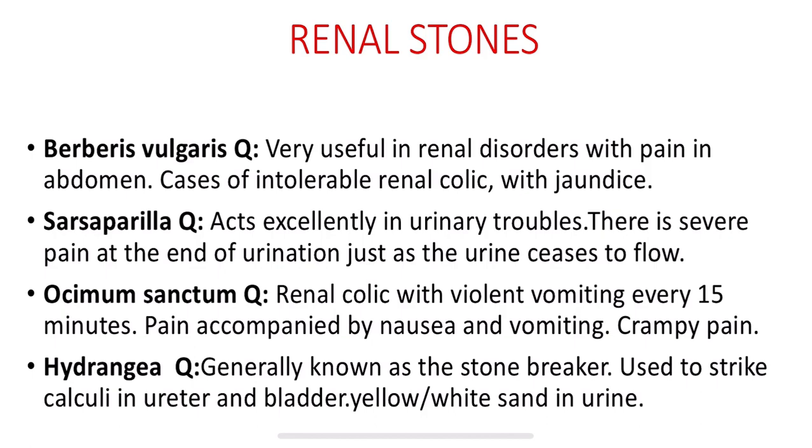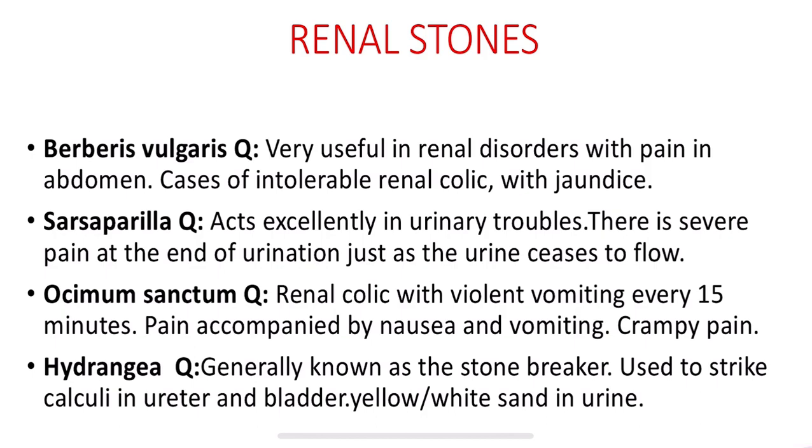Ocimum sanctum is used when there is renal colic with violent vomiting every 15 minutes. So we have colic associated with vomiting, pain accompanied with nausea and vomiting, and the pain is crampy pain. Hydrangea mother tincture is generally known as a stone breaker. For all the renal stones, compared to all the mother tinctures, this is a very good mother tincture, and it breaks the stone. It is used to strike the calculi in the ureter and also the bladder.